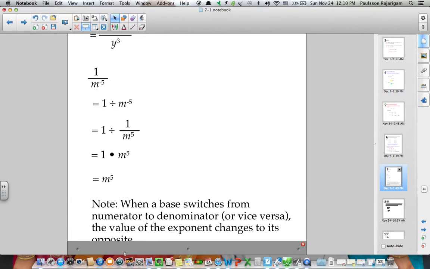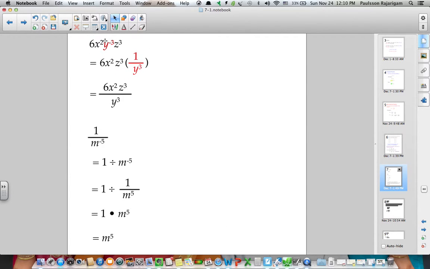So here's something that you probably already figured out. When a base switches from the numerator to the denominator or vice versa, the value of the exponent changes to its opposite. So in the first example, y to the negative third was in the numerator. When it became the denominator, the negative third became positive 3. Negative 3 became positive 3.